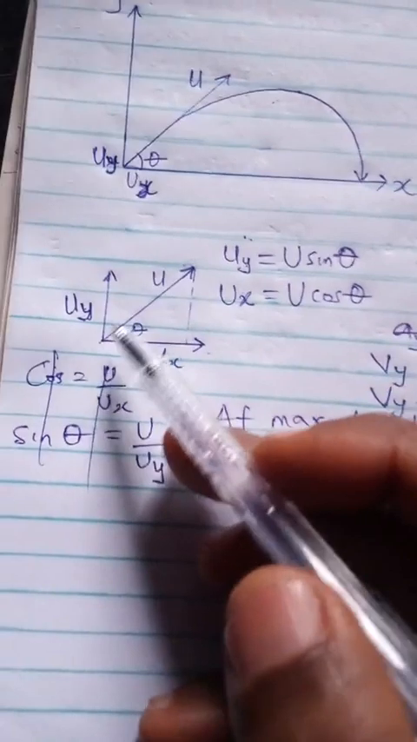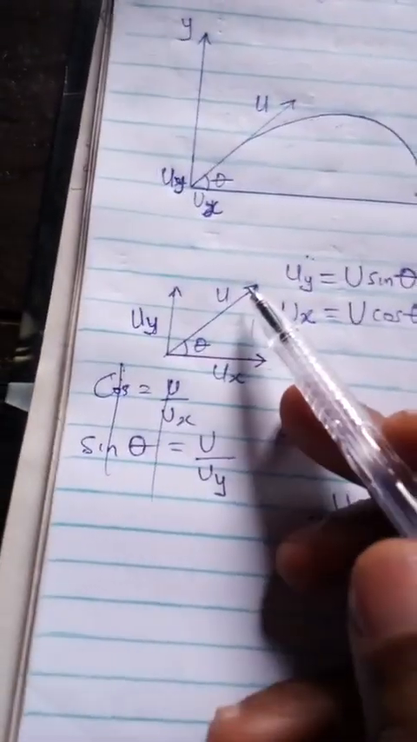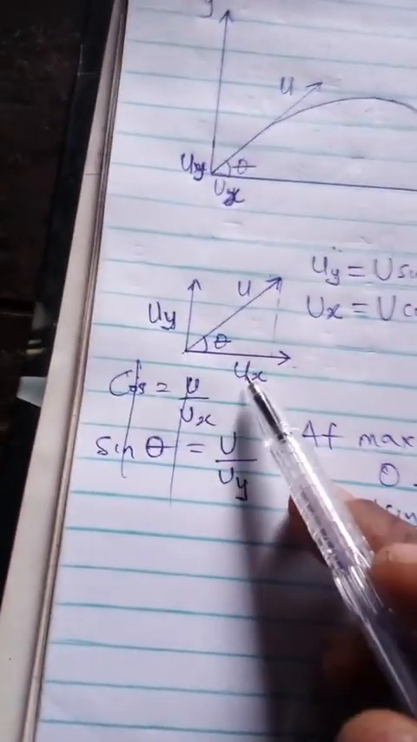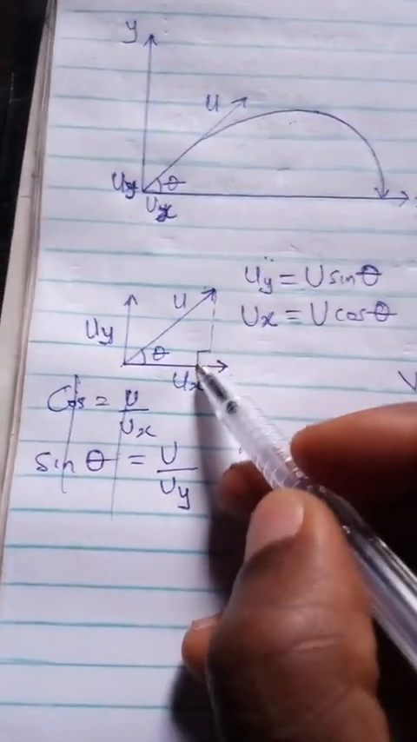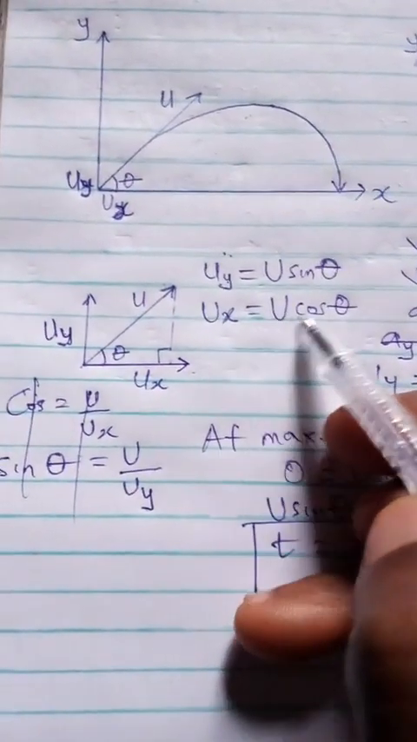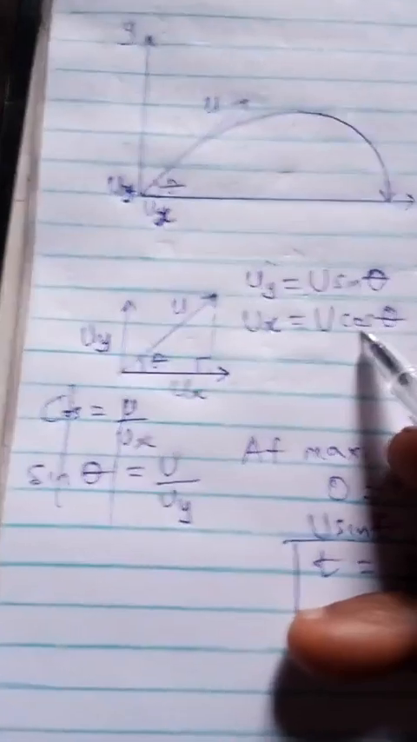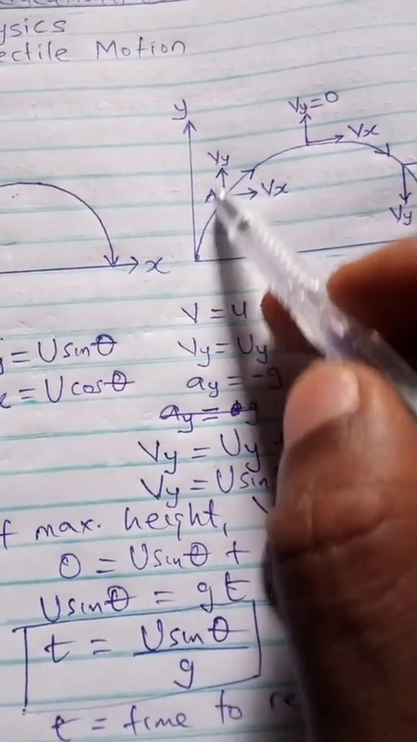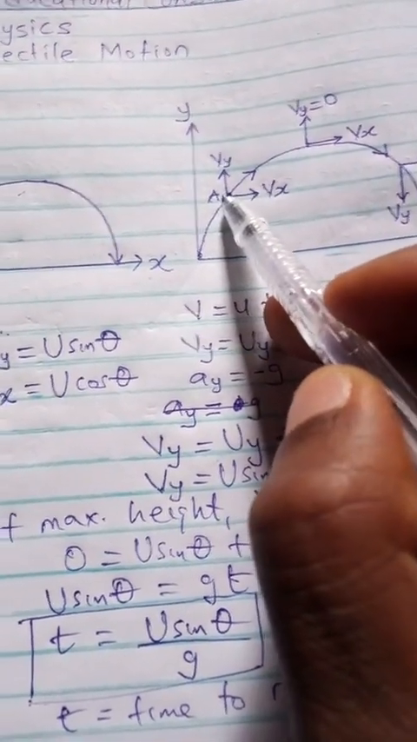So if we are to look at the initial velocity of this projectile, let's start with the initial velocity. If a projectile is projected with a velocity u, then we can resolve the velocity into its vertical component and its horizontal component. And from your trigonometry, from this triangle, you can see that uy is equal to u sin theta and ux is equal to u cos theta. So we can now write an expression for the velocity of the projectile at point A.